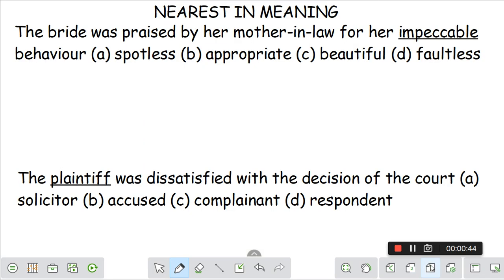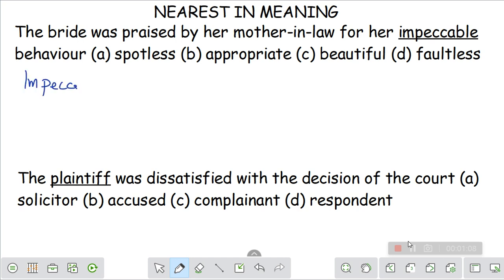So let's start today's class. What we're doing today is nearest in meaning. After that I will go to the questions on opposite in meaning. So the first question, because if I'm just giving you the words without practicalizing it, it's like wasting time. The first question here is, the bride was praised by her mother-in-law for her impeccable behavior. What's the meaning of impeccable?